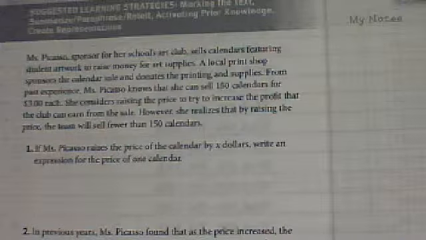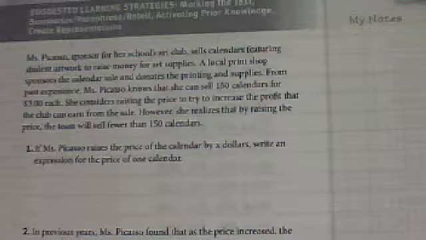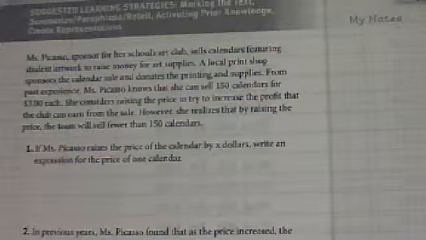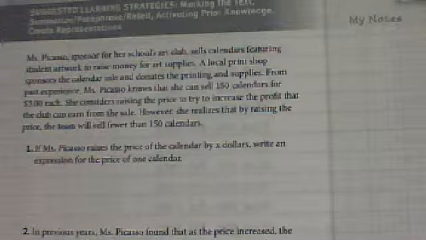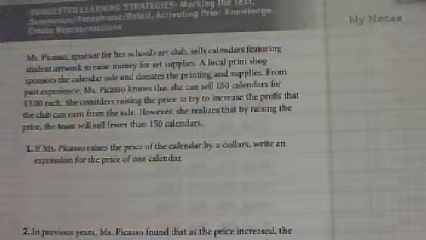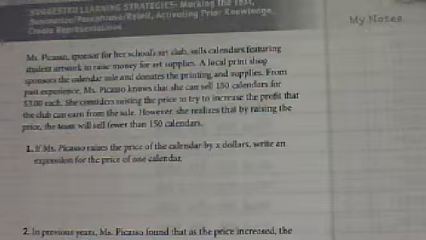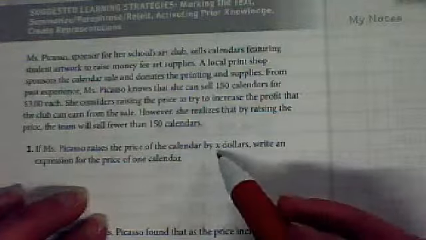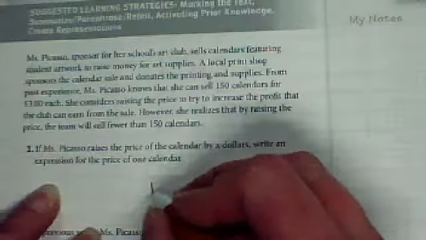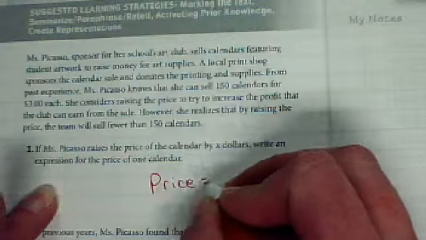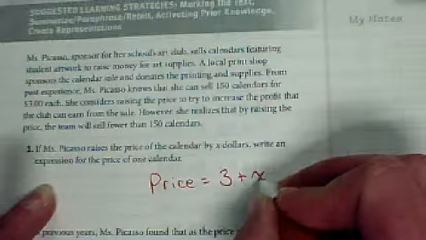However, she realizes that by raising the price, the team will sell fewer than 150 calendars. Because if you think about that, if you raise the price, not as many people would probably want to buy the calendars. So, if Ms. Picasso raises the price of the calendar by X amount of dollars, what would be the expression for the price of one calendar? Well, remember, it's starting at $3, and if we're raising it by a certain amount, by X, then the new price would be 3 plus whatever she increased it by.